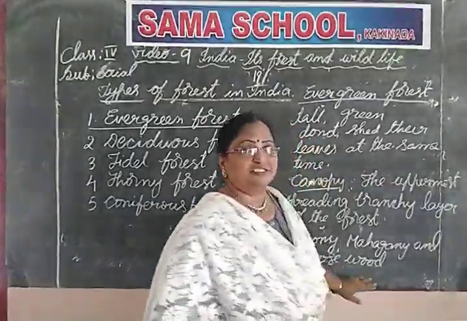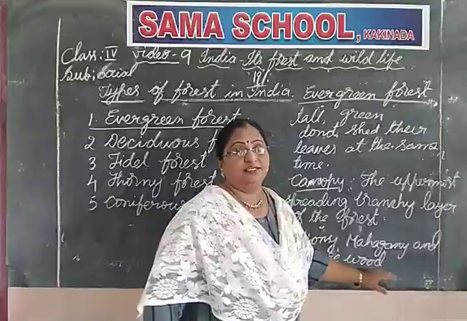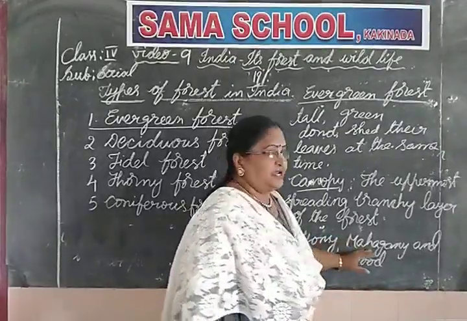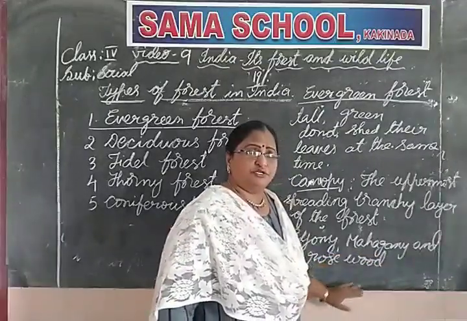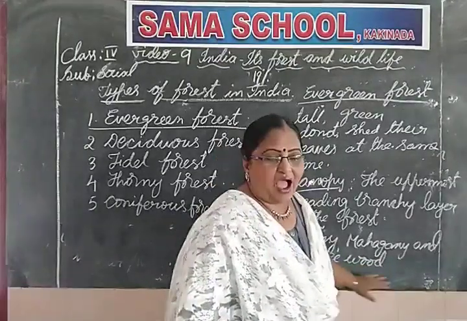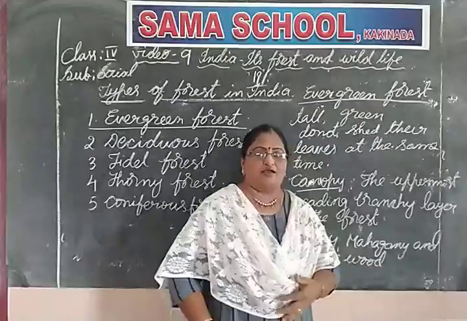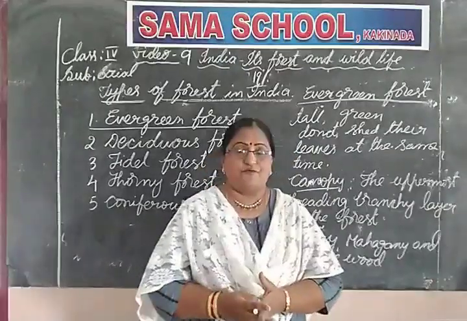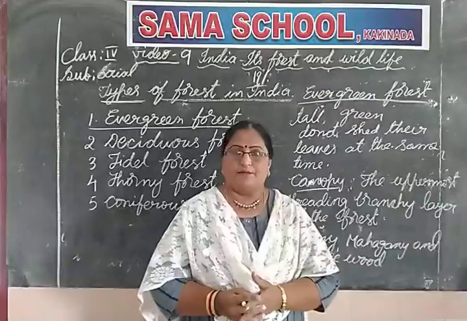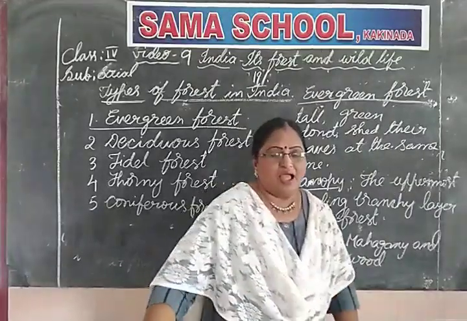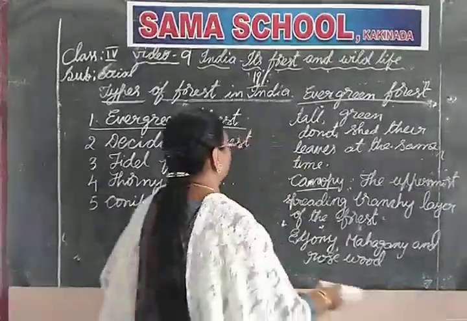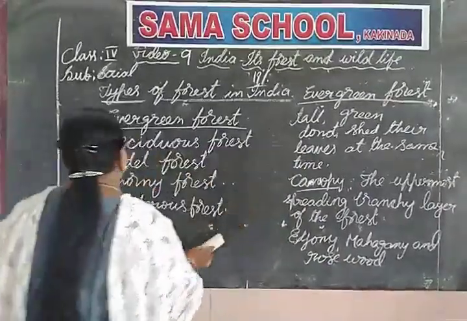These types of trees are available in this forest. Ebony, mahogany and rosewood trees you can find in the evergreen forest. And the evergreen forests are found in the areas where there is plenty of rainfall. And in India they are found in the slopes of where?